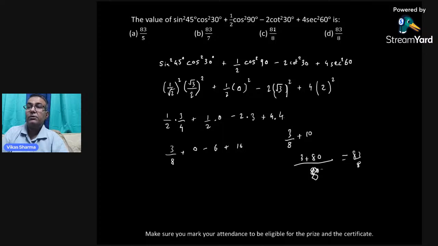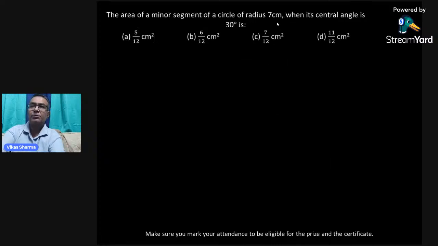So option number D is correct. Bhishmesh made a small mistake in the calculation, so he loses the points for this question as well. It's 83 upon 8, which is the correct answer. Let's move to the next question.